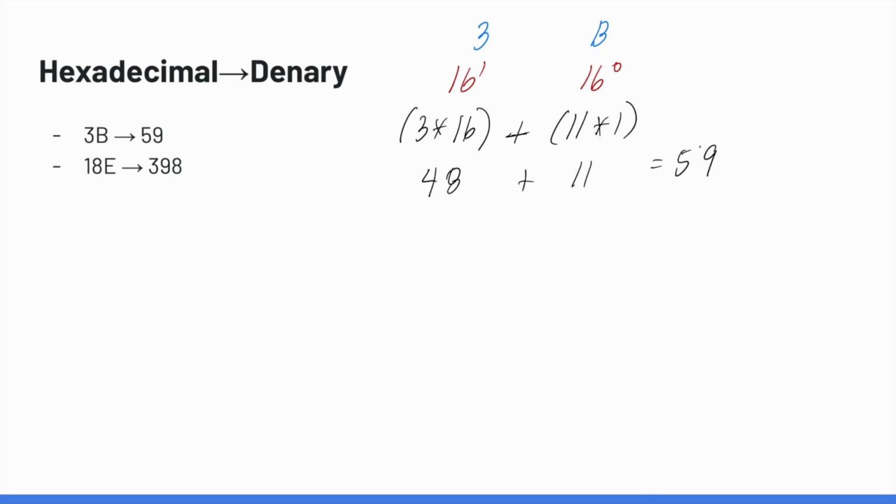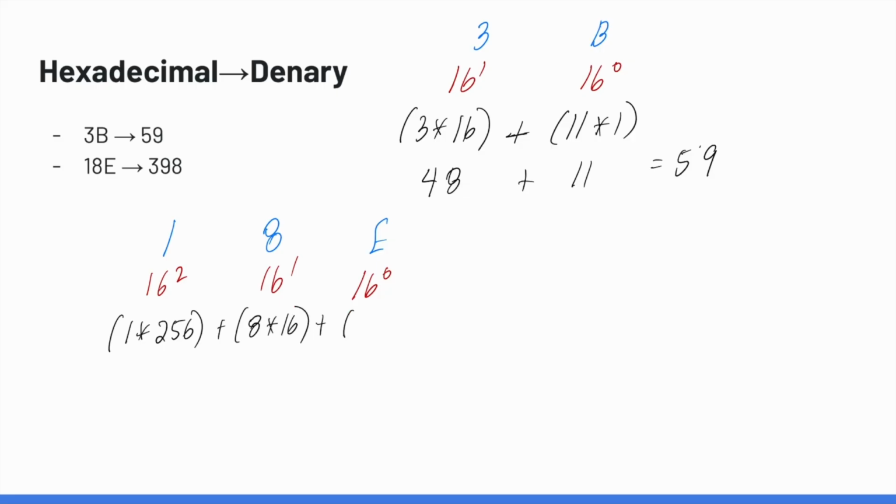Now next we have 18E. So let's take a look at that one. This one's a little bit bigger. So here we're going to have 1 times 256 plus 8 times 16 plus, remember, E is going to be 14, because the last digit in hexadecimal represents 15, which is F. So we're going to have 14 times 1. So 256 plus 48 plus 14. And actually, my bad, this one isn't 48, is it? So actually 8 times 16 should be 128. So our final answer is going to be 398. And that's essentially how you can convert from hexadecimal to denary.